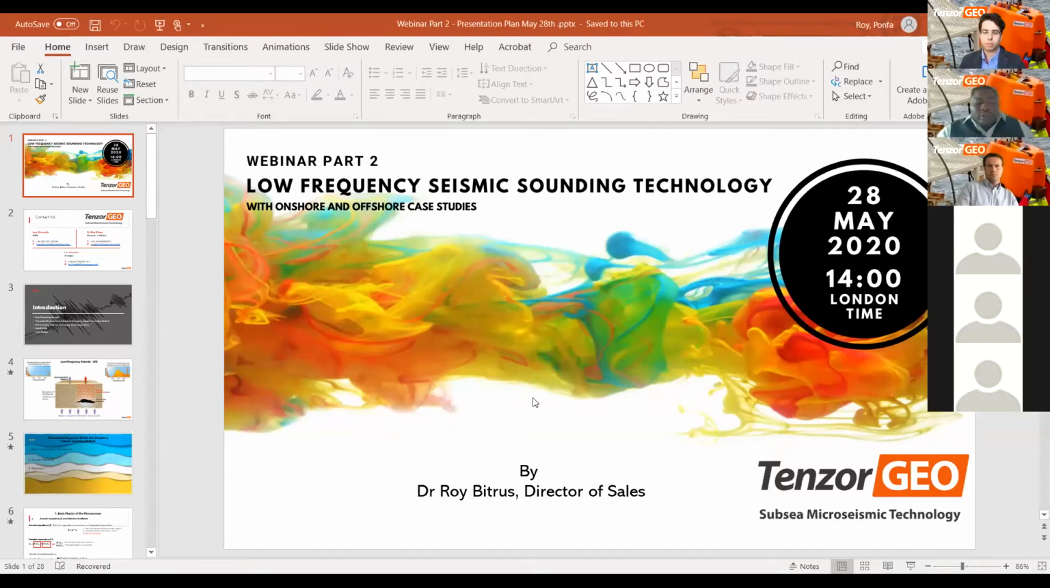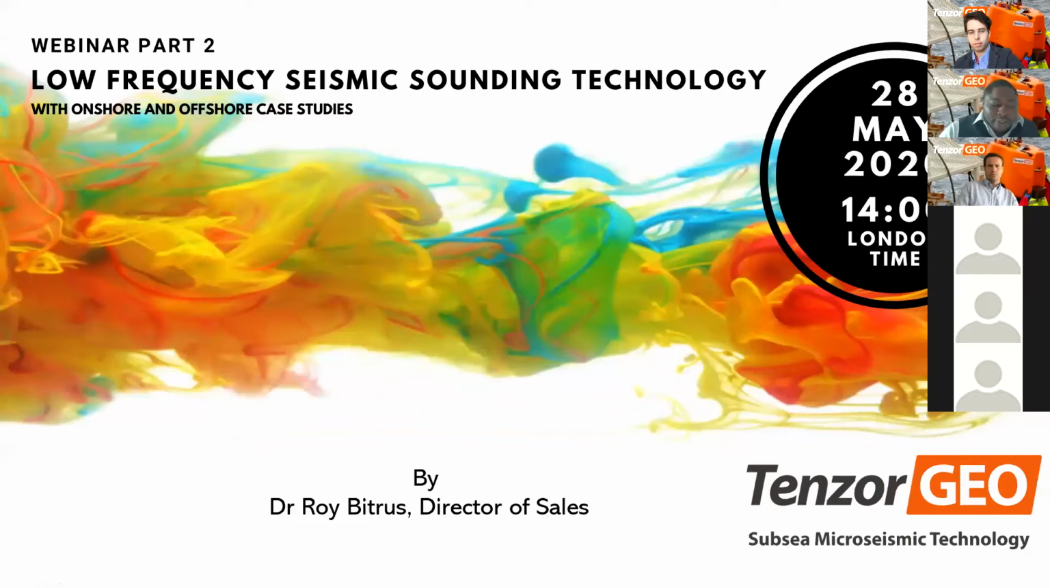So welcome everyone to the second part of this three-part series. I'll be talking about low-frequency seismic sounding technology. As always, who are we? TenzorGEO is a micro-seismic technology company, and we are pioneering the offshore development and deployment of low-frequency seismic as a direct hydrocarbon indicator in the North Sea.